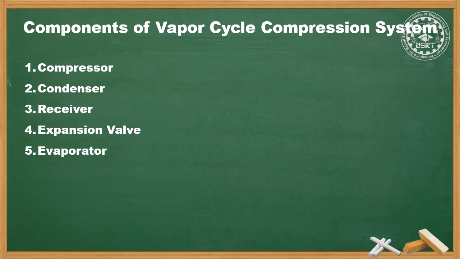Fifth, evaporator. It is also called the freezer. It is a coil tube type in which the liquid refrigerant at low pressure and temperature is evaporated by absorbing heat from the cooling substance, changing phase from liquid to vapor by absorbing the latent heat.